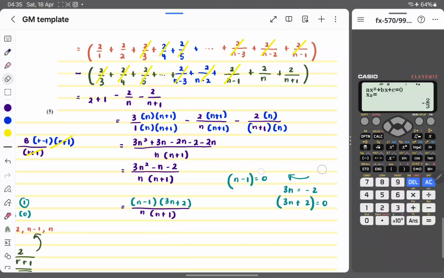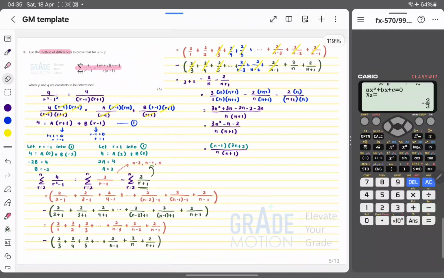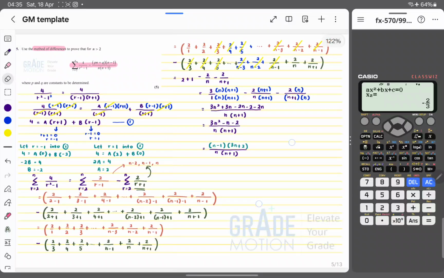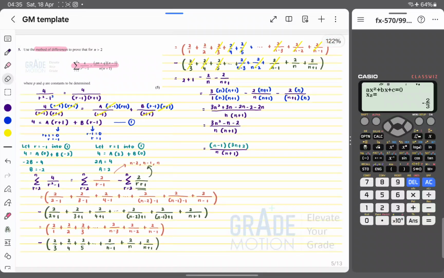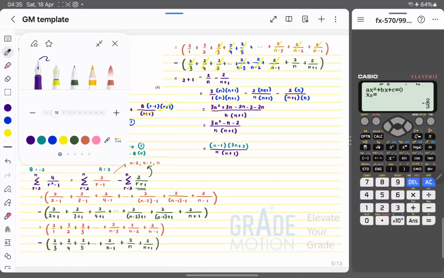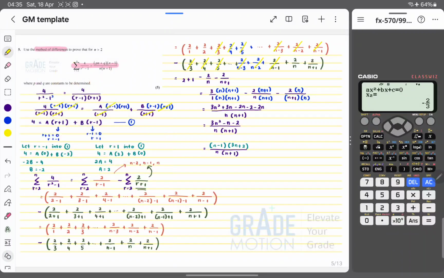We can now erase this. We do not need to show that. Okay. With that, we are done. We managed to prove that it looks like that. So this is our answer for question number 5. That's it.